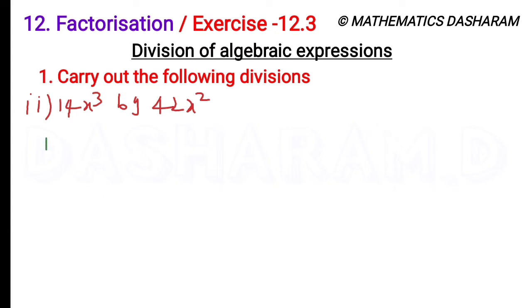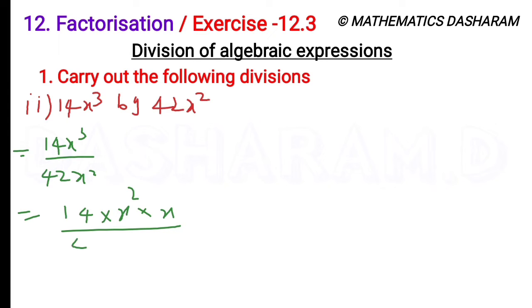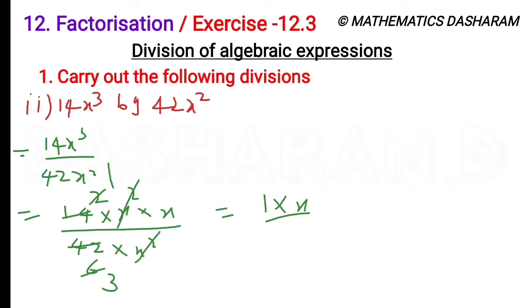Second question, 14x cube divided by 42x square. So 14 into x cube, which is x square into x, divided by 42 into x square. X square cancels. 7 twos are 14, 7 sixes are 42. So the numerator is 1 into x and the denominator is 3. So it is equal to x by 3.